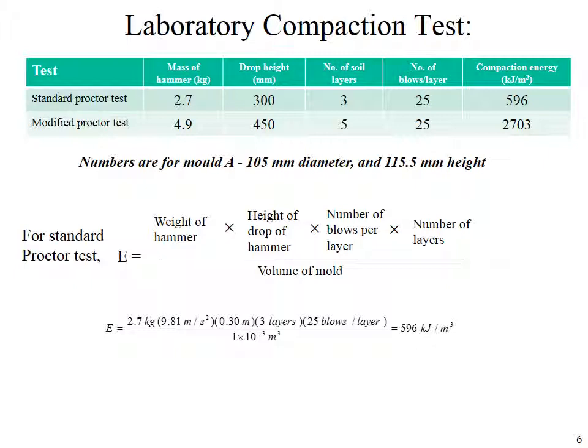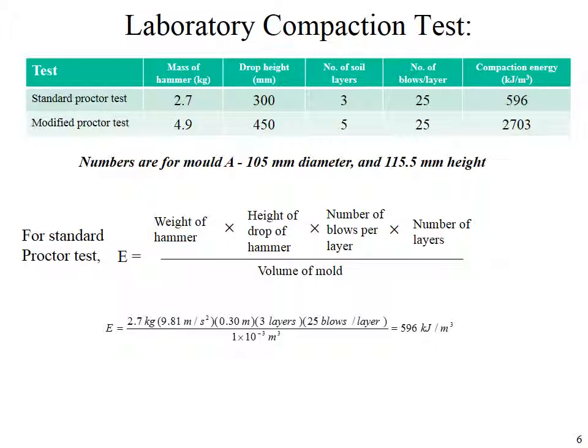For the standard Proctor test, we use a hammer whose mass is 2.7 kg and drop height is 300 millimeter, with 3 soil layers and 25 blows per layer, and the compaction energy will be 596 kilojoule per meter cube.